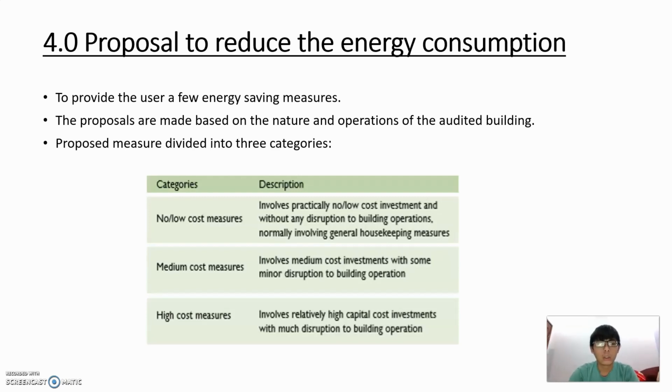Okay, so no and low cost measures involve practically no investment and are without any disruption to building operations, normally involving general housekeeping measures. Medium cost measures involve medium cost investment with some minor disruption to building operation. Okay, last one is high cost measures. High cost measures involve relatively high capital cost investment with much disruption to building operation. So that's all from me.